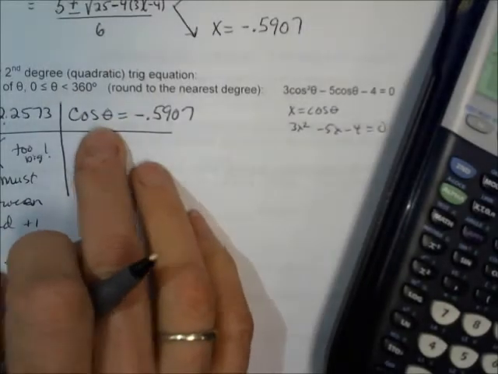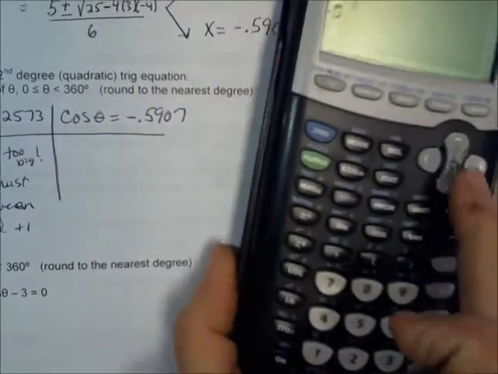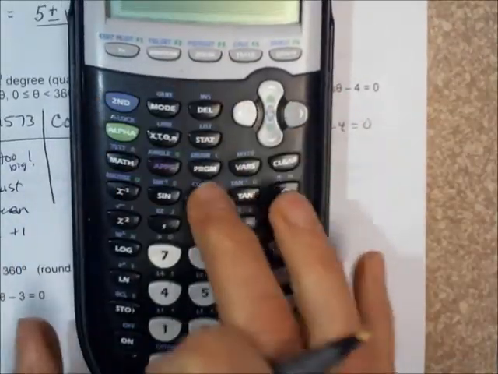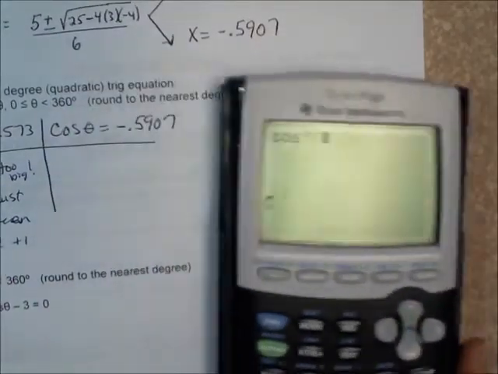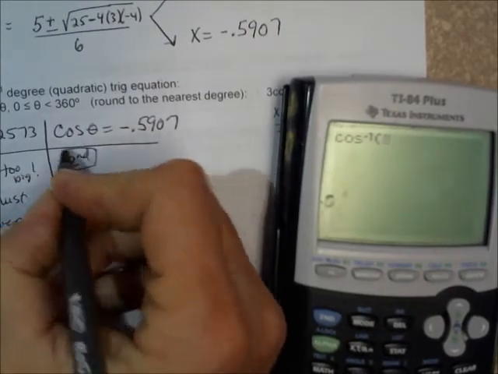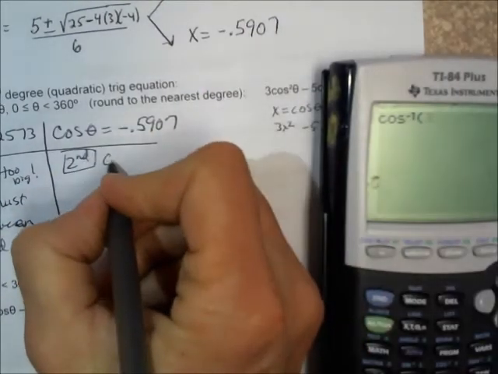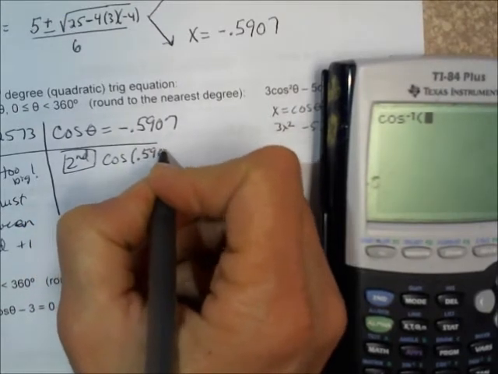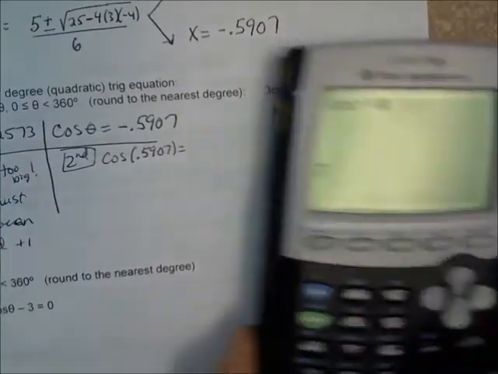Now over here, we'll quit out of that, and now we're going to do a second cosine in our calculator of positive. I'm going to write that down because everybody forgets to put a positive in there. Second cosine of positive 0.5907 will give you the reference angle.